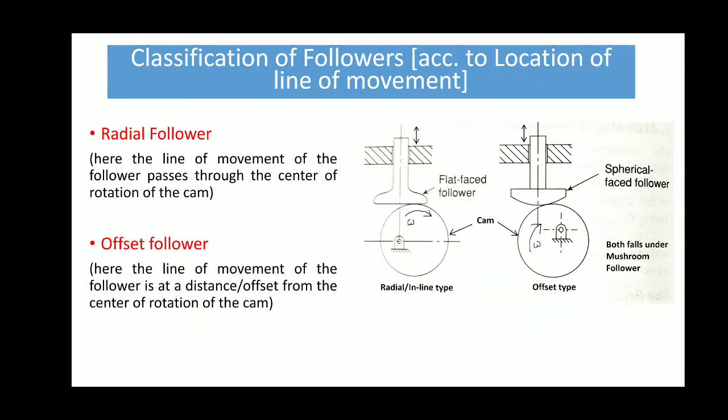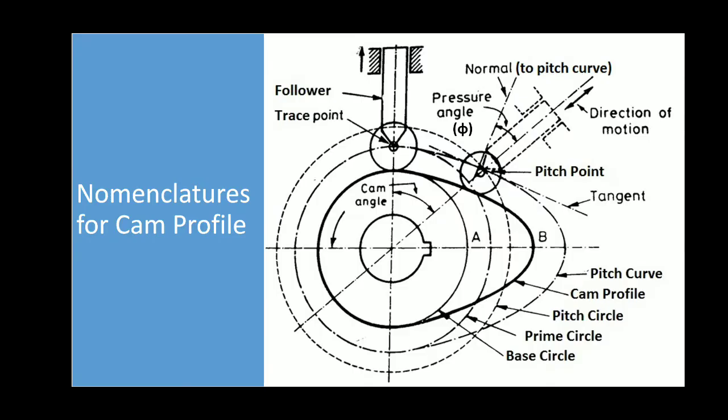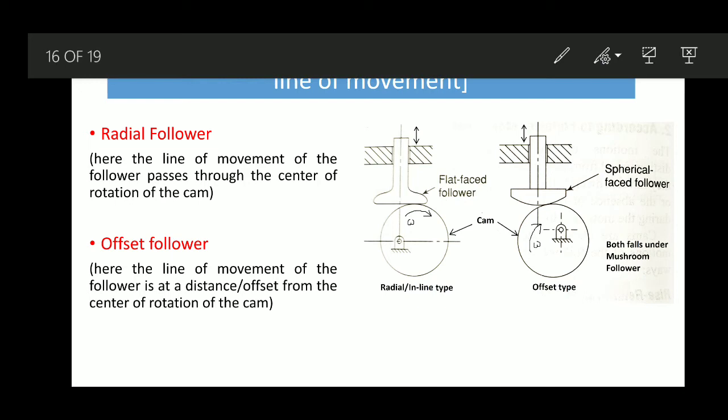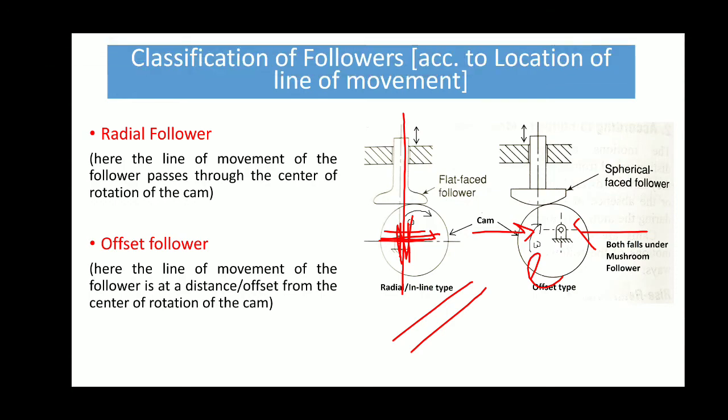We have also discussed radial followers and the offset type of arrangement of cam and follower, where we have seen that if there is some offset between the axis of movement of the follower and the cam rotational axis, then it is the offset type. Otherwise, if both of them coincide, it is an inline or radial type. So this we have already discussed in the last class.